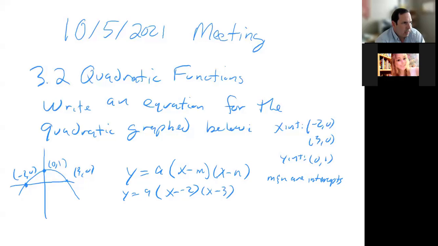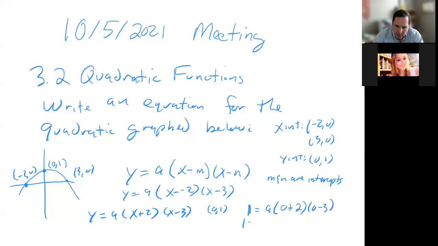We have to get this a, and we'll use the other piece of information we have to get that. So y equals a times (x plus 2) times (x minus 3). So now we can use this (0, 1) to plug in to find the a. So use (0, 1) here. So 1 equals a times (0 plus 2) times (0 minus 3). So 1 equals a times 2 times -3. So 1 equals -6a. So a is -1/6. So y equals -1/6 times (x plus 2) times (x minus 3).